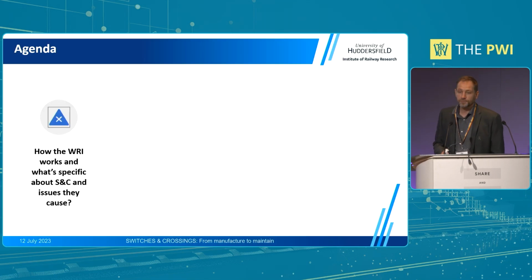First of all, I'd like to talk about the wheel-rail interface in a bit more detail and look back to some of the principles around this, and what's specific about switches and crossings and why we do seem to have a lot of issues and challenges with this.